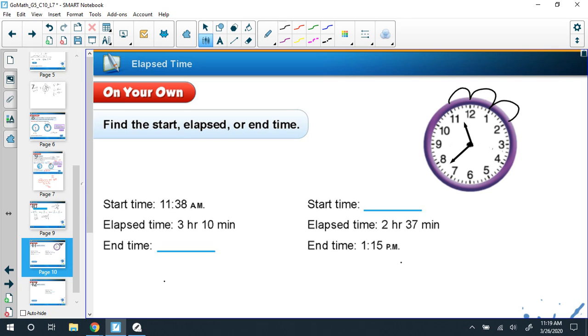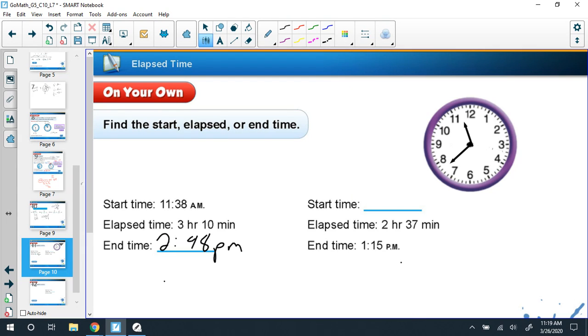And then all I need to do is add 10 minutes to 38 minutes, and that is going to be 48 minutes. So 2:48. And because we passed the 12 o'clock hour, it's going to be PM. All right, this one, we're going to count backwards. So instead of adding on, we're given our end time and we need to find our start time.